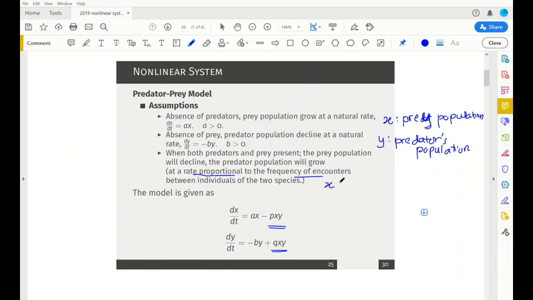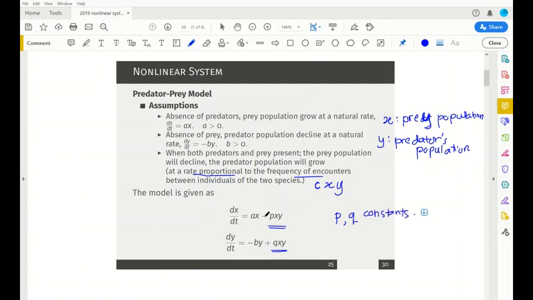pxy here comes from this assumption, rate proportional to the frequency of encounters, which means x meeting y, so x multiplied by y. This is when the prey meets the predator. That is how we can understand this term, x multiplied by y. Rate proportional, as we learned in the first order case, means there will be this term multiplied with a constant. In this case we use constant p. p is a constant, q is another constant.